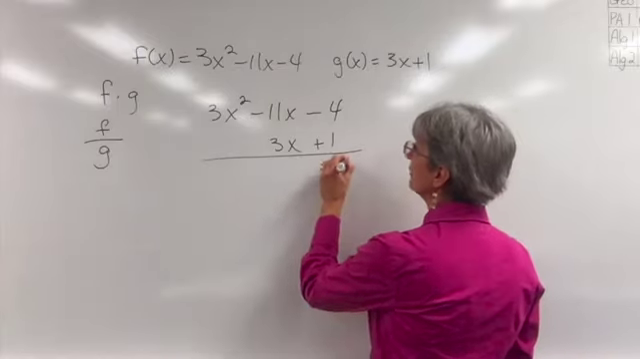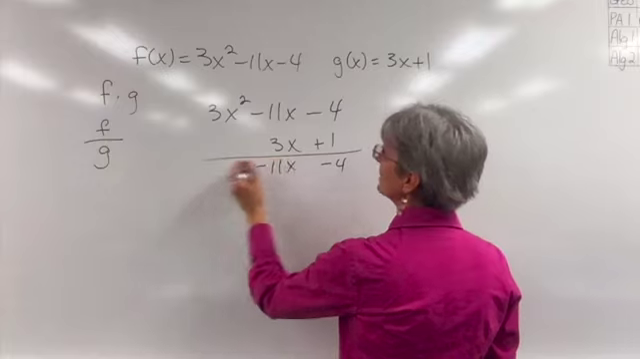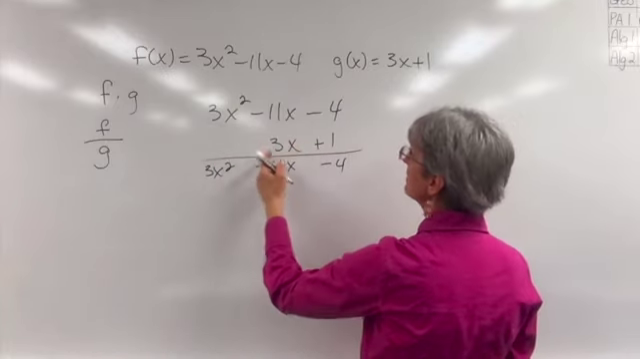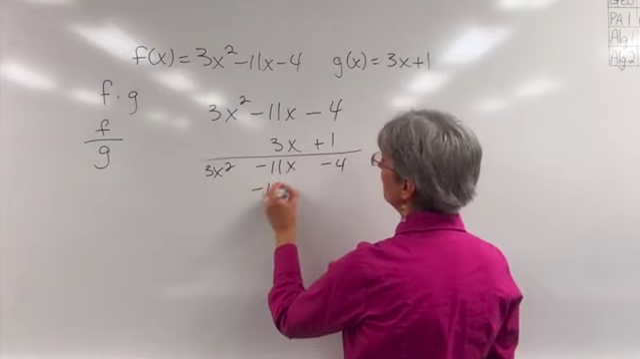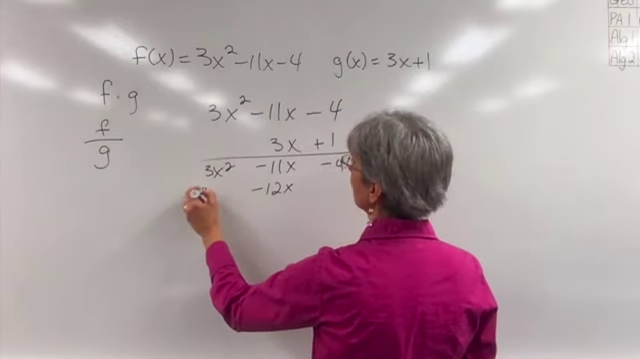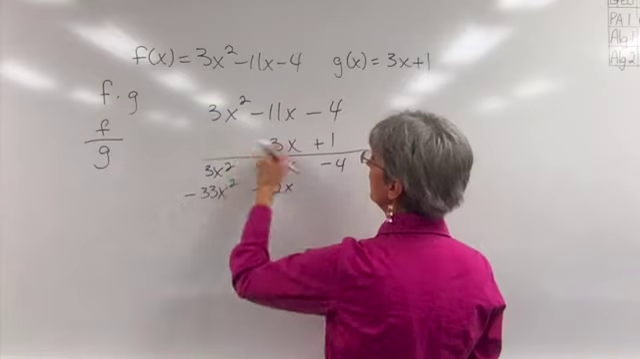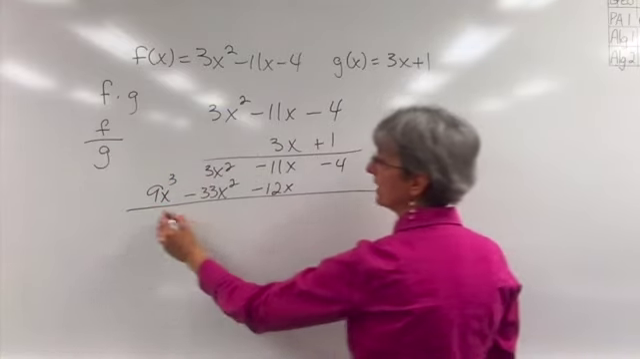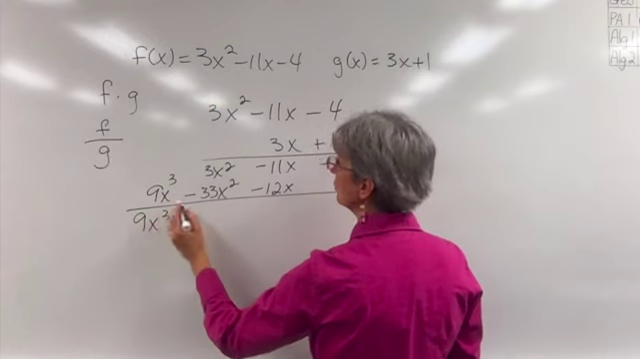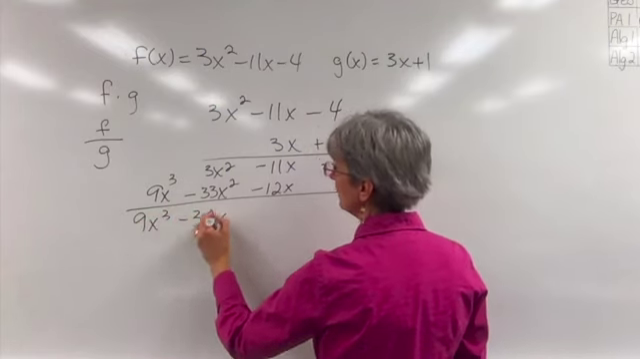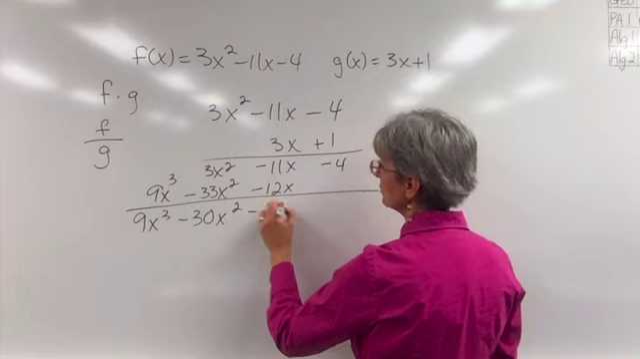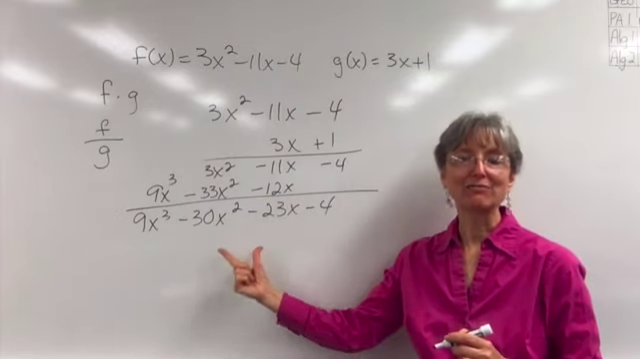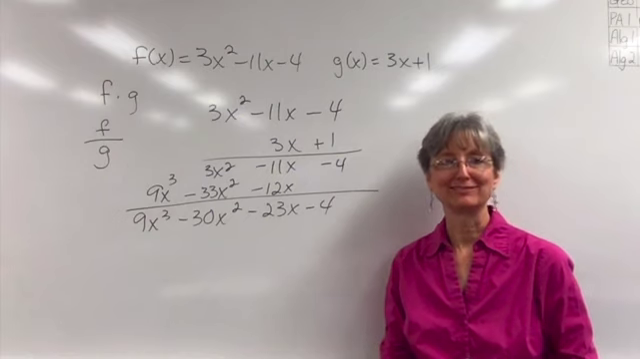So this is negative 4, negative 11x, and positive 3x squared. Now I'm going to multiply by x. This is negative 12x. This is negative 33x squared, and this is positive 9x cubed. Now I add that together and I get 9x cubed minus 30x squared minus 23x minus 4, and there is f times g of x.